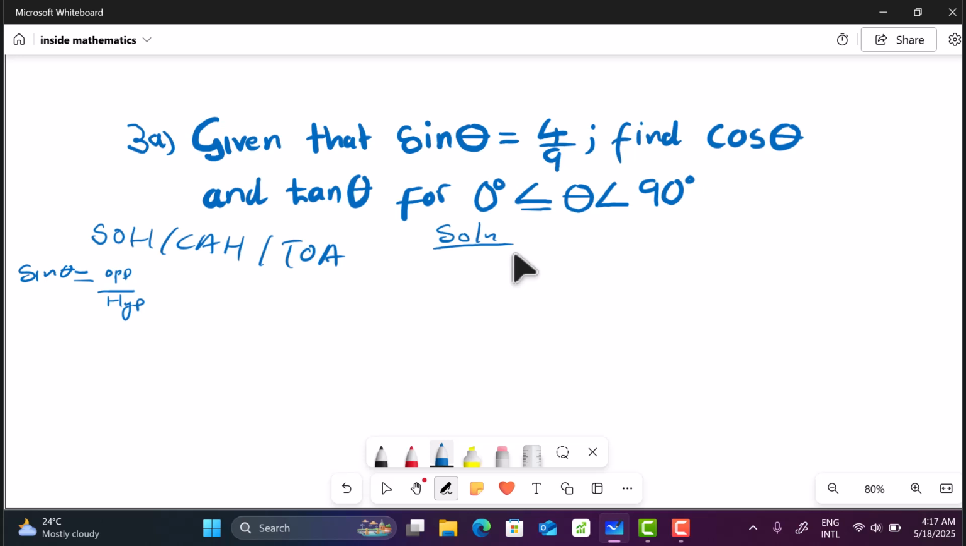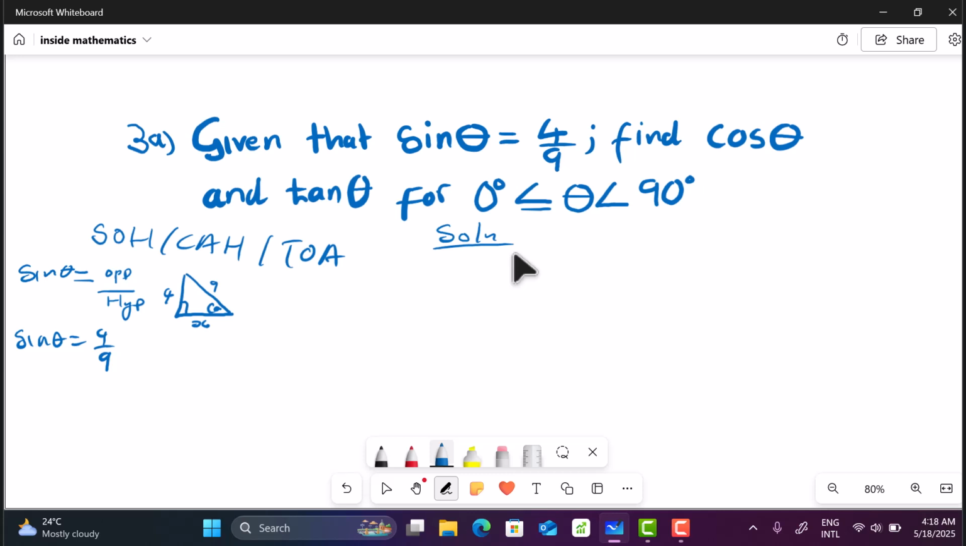When you are using SOHCAHTOA, it suggests that sine theta is equal to opposite over hypotenuse. So given sine theta is equal to 4/9, if we draw a right-angled triangle, and this is our theta, the opposite side is 4 and the hypotenuse is 9. So here, this is the missing side.